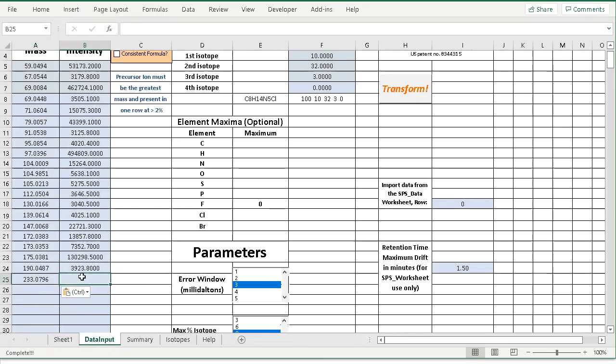Okay, and this should be 2%. The largest, most intense ion is about 500,000. So 5,000 would be 1%. So I'm going to make this 10,000. This will not affect the scoring. Whoops, it's bigger than I need it to be. This will not affect the scoring at all.